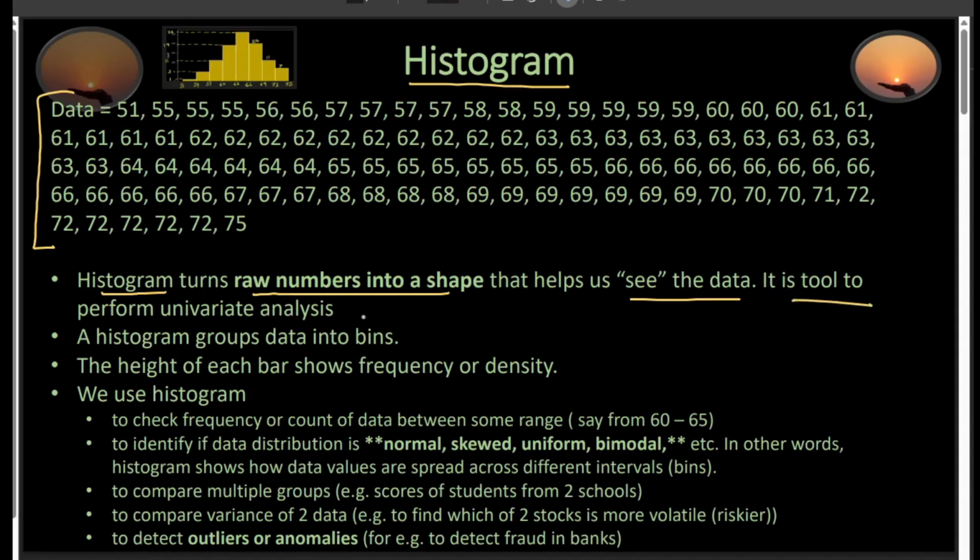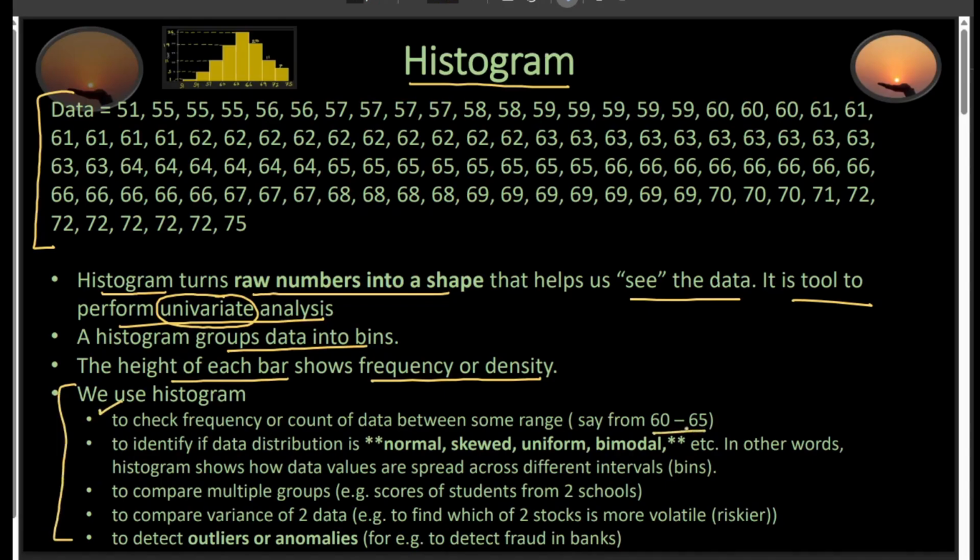It is a tool to perform univariate analysis. Univariate means single variable analysis. What a histogram does is group your data into bins, and the height of each bar in these bins shows the frequency or density of your data. These are some of the applications of a histogram: to check the frequency or count of data between some range.